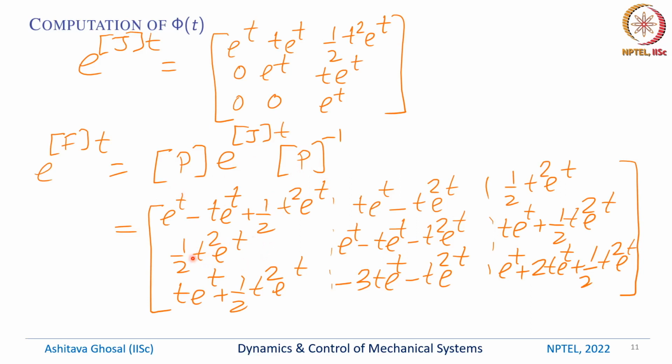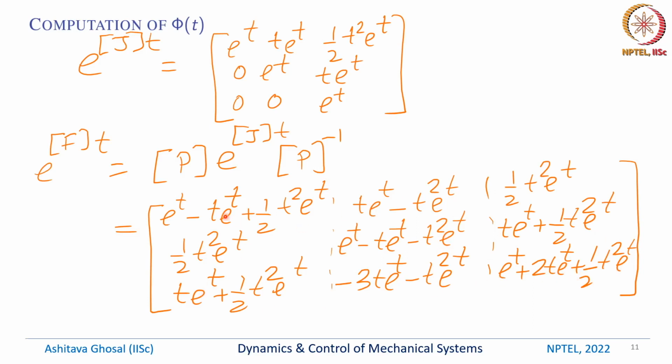The 2,1 term is half t square e to the power t. The last term in the first column is t e to the power t plus half t square e to the power t. Likewise, if you see the 3,3 term, it is e to the power t plus 2t e to the power t plus half t square e to the power t.